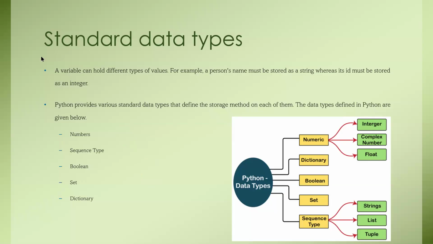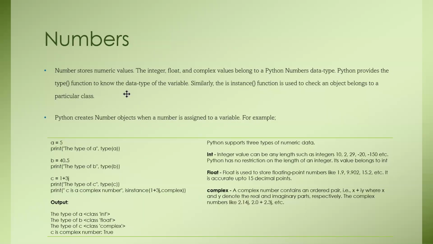The first data type is number. Number stores numeric values, and it can be an integer, float, or complex value. Python supports three types of numeric data: integer, float, and complex. Integer can be any length, such as 10, 20. Floating means floating point numbers, where decimal points will be there. And complex numbers can have an ordered pair, a list of expressions.